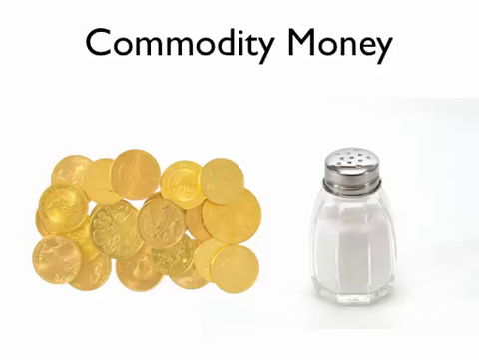For example, gold has value for jewelry or for other uses. It's also used for coinage, so it's considered a commodity money. The previous example of salt also has a use. So anything that has an intrinsic value is considered commodity money.